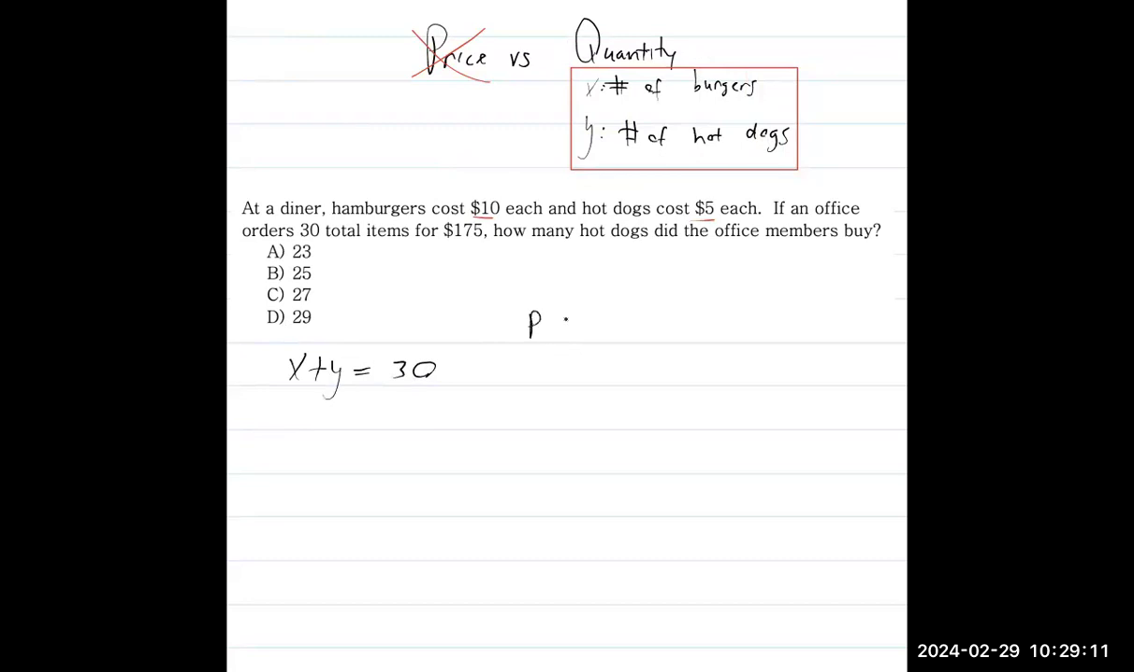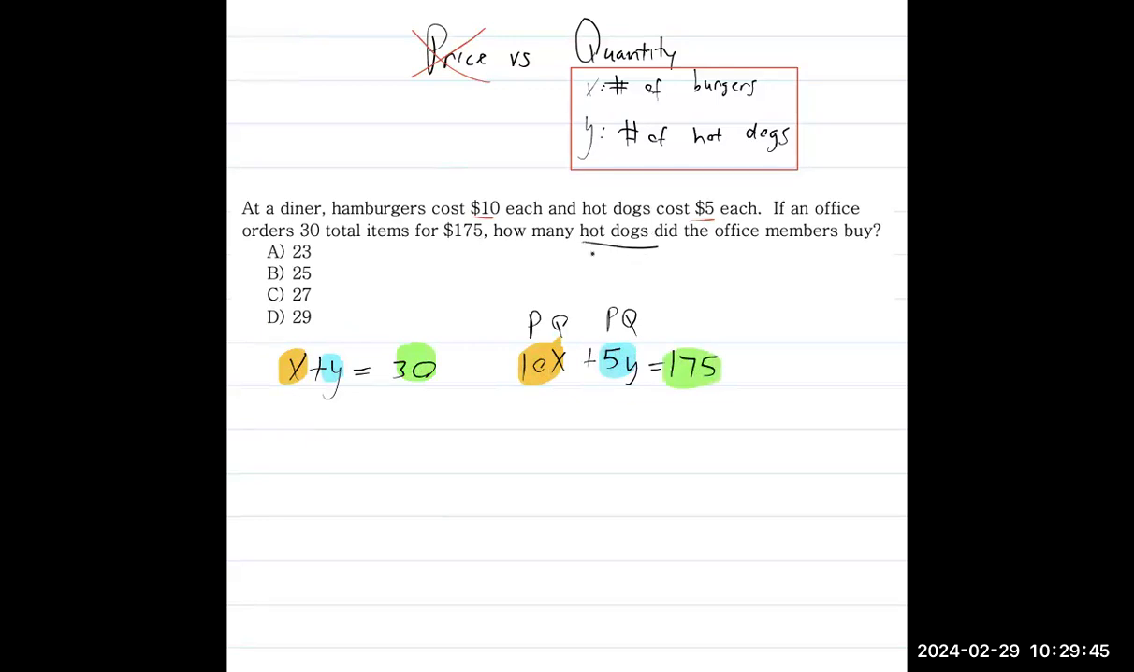Then we have our price times quantity statement, which is saying that the hamburgers cost $10 each, and there are X of those, and the hot dogs cost $5 each, and there are Y of those. But the total amount of money is 175. So now we've got our two equations and our two variables. They line up so perfectly, the X's, the Y's, and the numbers. And so when they line up like that, you want to use the elimination method.